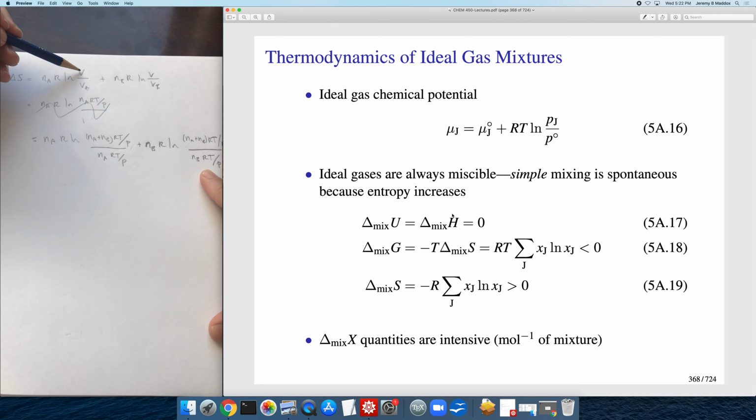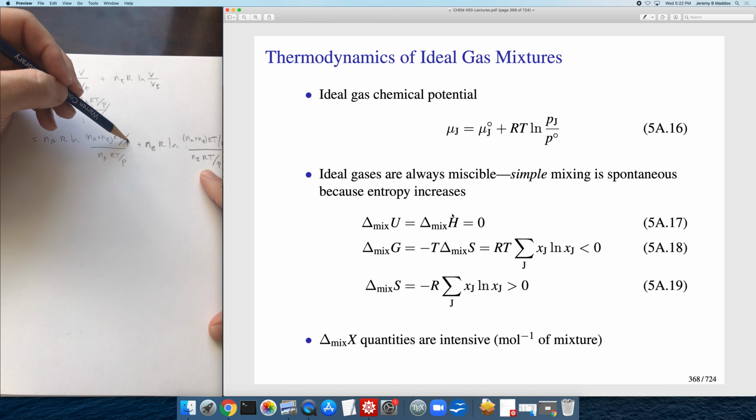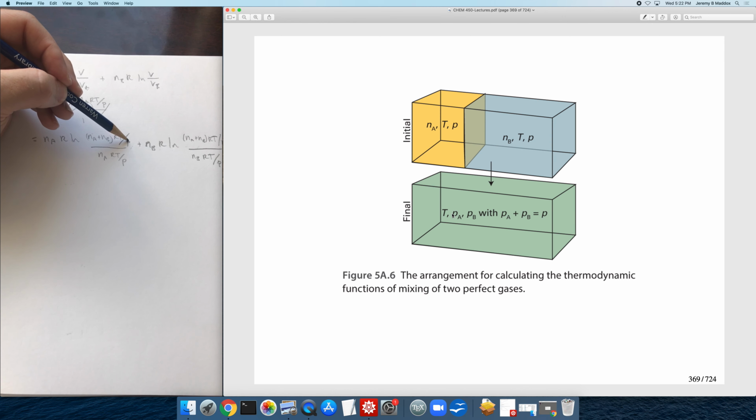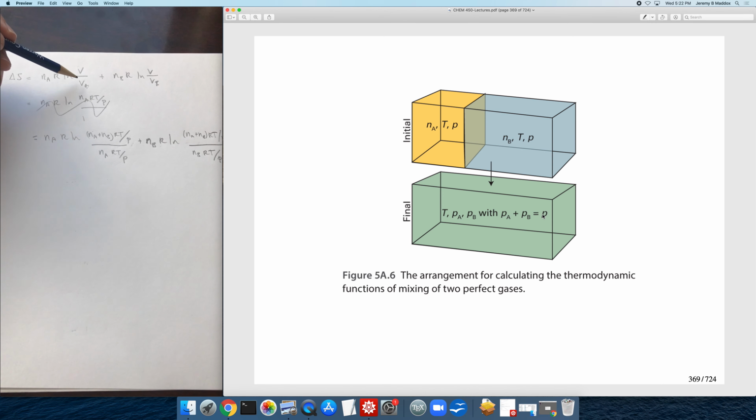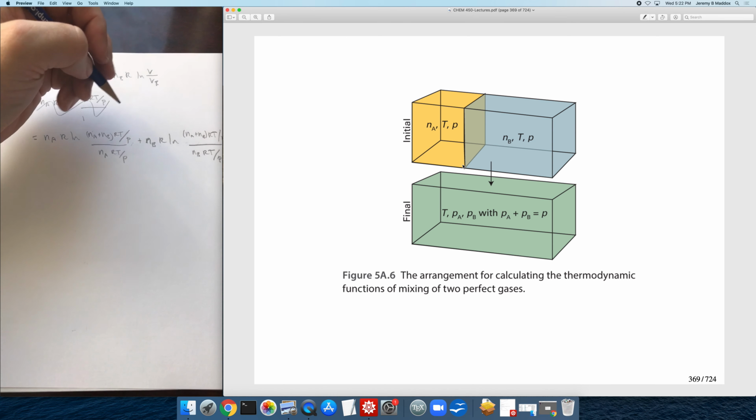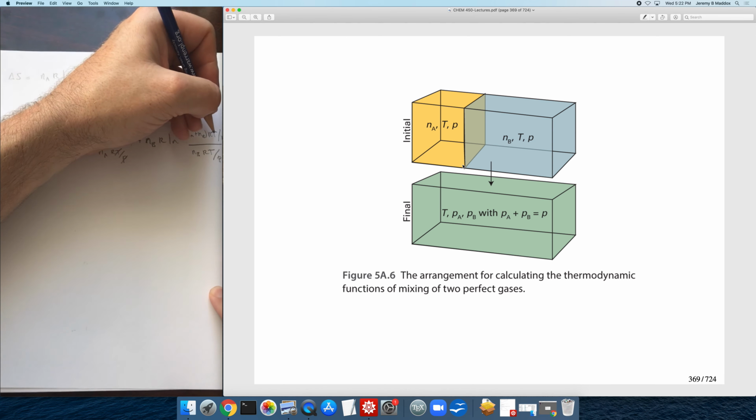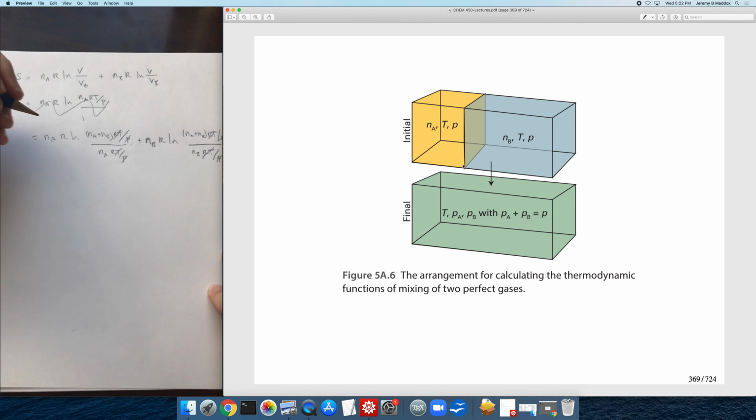So what I've done is I've taken the total volume in each case and I've replaced it with the total number of moles times RT divided by the total final pressure. So if you look here, the total final pressure is also P. The denominator is for the initial conditions: number of moles of component A times R times T divided by its initial pressure. And I did the same thing for this term. So what you see is the RTs and pressures all cancel.